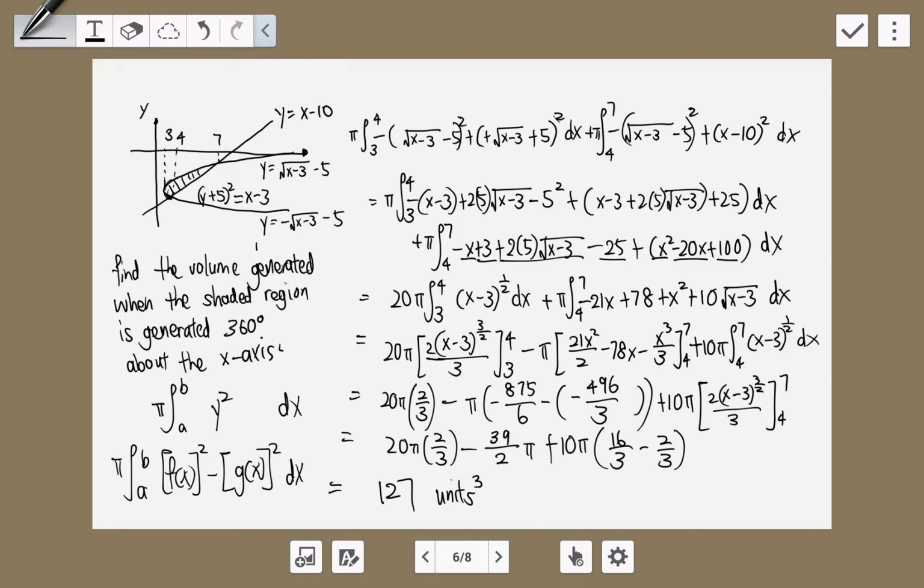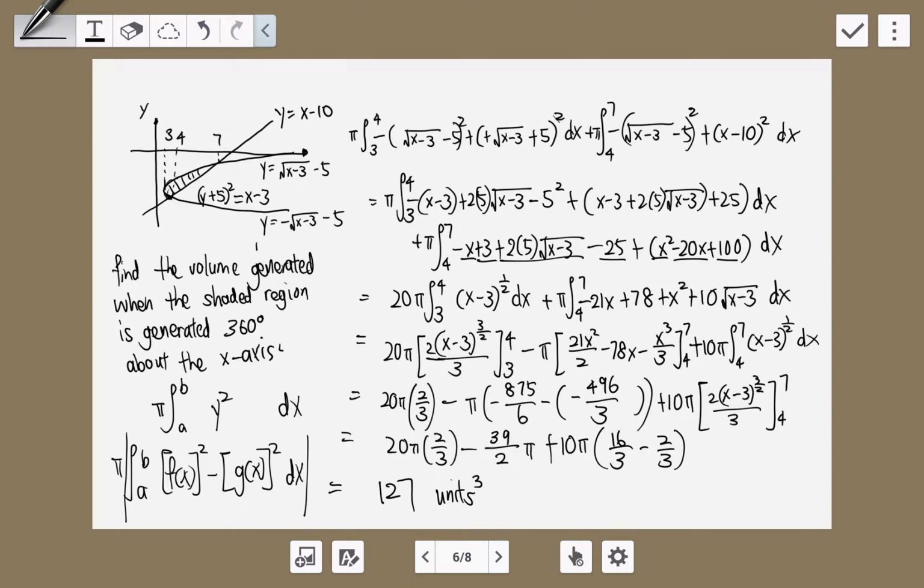Because the volume of a solid is always positive, if you do not want to bother about whether it is this graph minus this graph or this graph minus this graph, you could put a modulus on the entire thing.